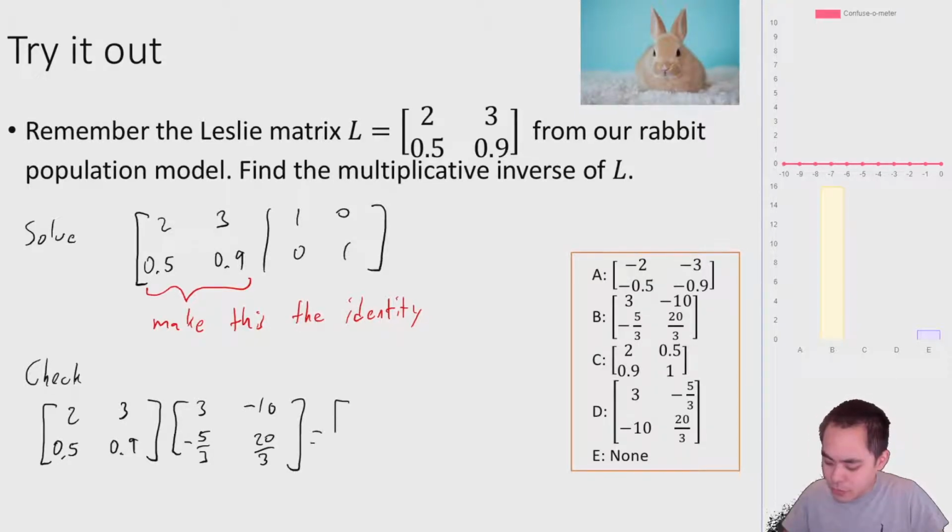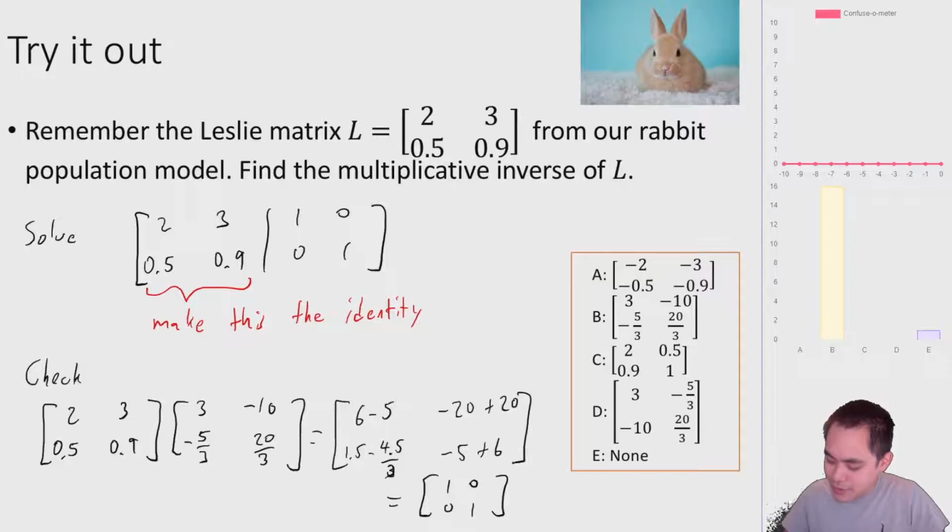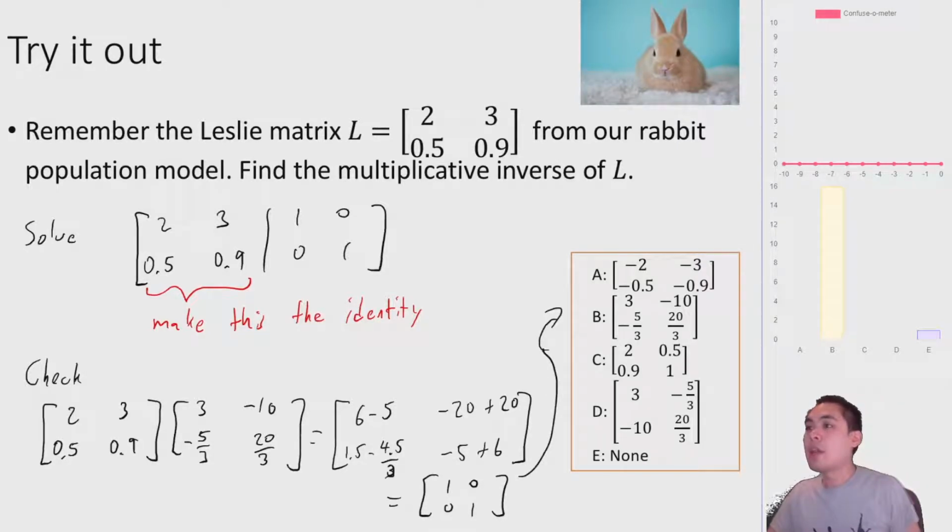When you multiply this out, the first entry is 6 minus 5, so that's equal to 1, which is a good sign. The next entry is minus 20 plus 20, that's equal to 0, also a good sign. And this is 1.5 minus 4.5 over 3, which is also 0. And minus 5 plus 6. So this is equal to the identity, 1001. So yes, that is correct. Okay, so that's how we solve for matrix inverses. For a 3×3 matrix, you do the same thing. It just might take you longer because you have a bigger matrix.